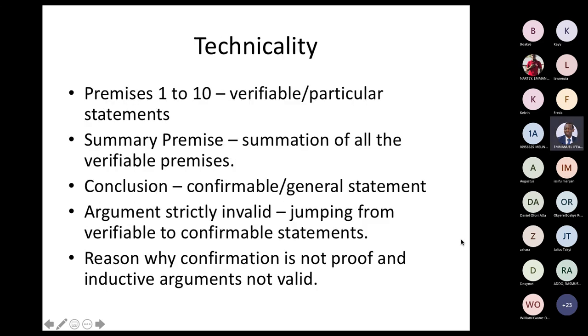Now, the technicality: premises 1 to 10 are verifiable or particular statements. The summary premise is a summation of all your verifiable statements. The conclusion is a confirmable or general statement. The argument, strictly, is invalid, because it involves jumping from verifiable to confirmable statements. And that's the reason why confirmation is not proof and inductive arguments are not valid.